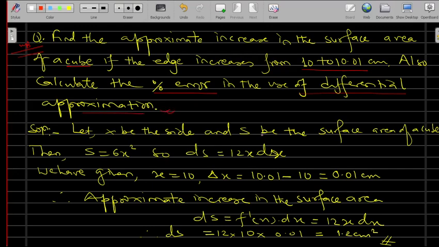Let x be the side and S be the surface area of a cube. S equals 6x², so differentiating with respect to x, dS equals 12x dx. We are given x is 10, and Δx is 10.01 minus 10, that is 0.01 cm, that is dx. Now the approximate increase in the surface area is dS equals f'(x) dx equals 12x dx. When x is 10, it is 12 into 10 into 0.01, that is 1.2 centimeter square.